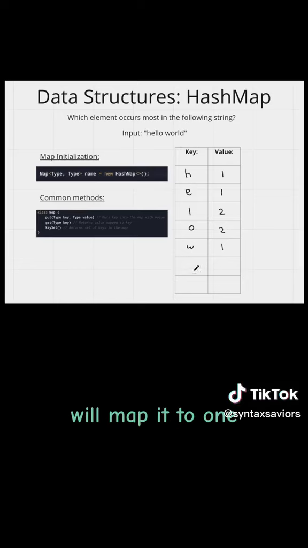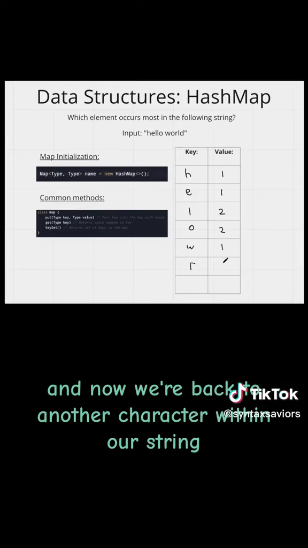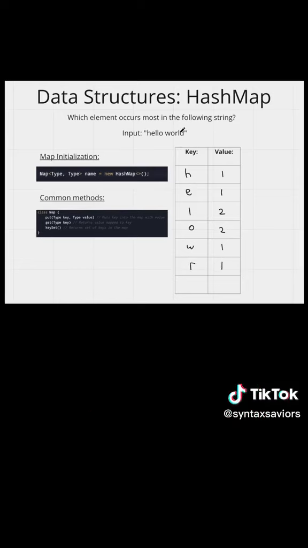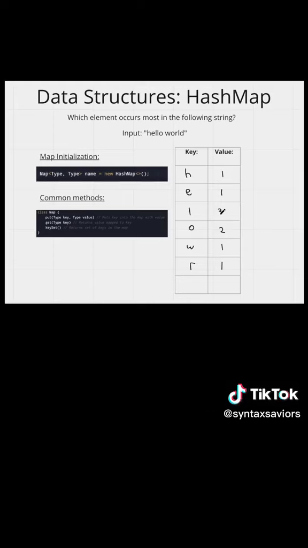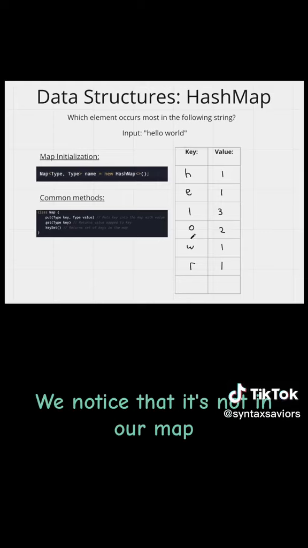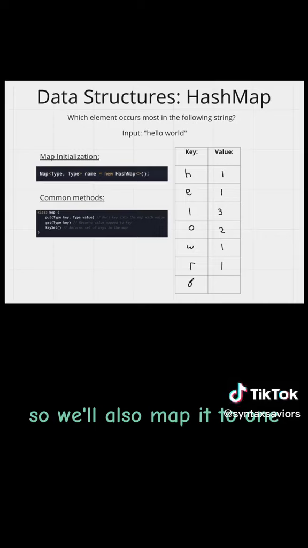We'll go to R, we'll map it to 1, and now we're back to another character within our string, so we'll change the value of L to 3. Finally, we'll take D. We notice that it's not in our map, so we'll also map it to 1.